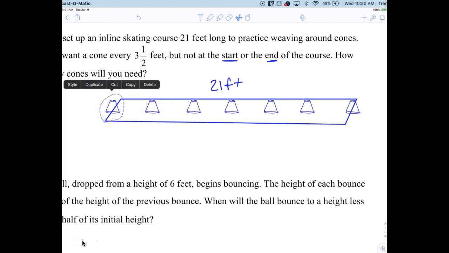If that's normally how it's done, you put a cone at the beginning and a cone at the end. But you have to read the directions. It says we don't want a cone where? At the start or the beginning. So we're just going to backtrack. I don't need that one, and I don't need that one right there. So it is 5 cones. All you have to do is draw it out.